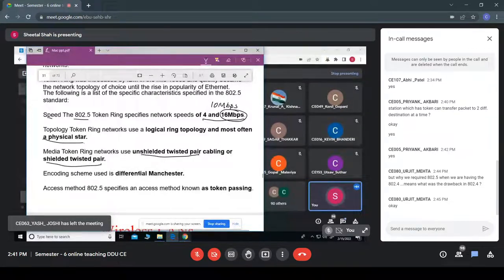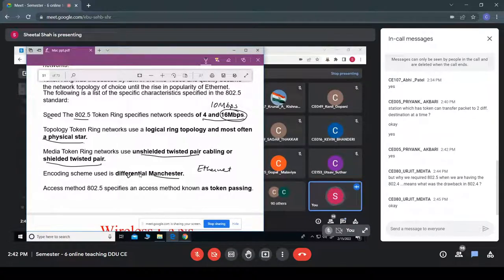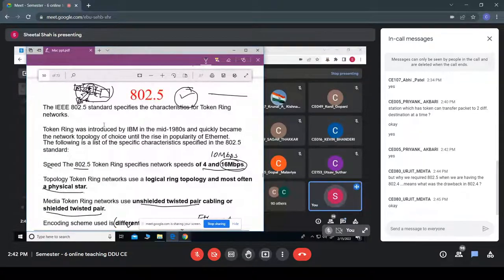Then there is differential Manchester encoding. In the next class, you may learn about the type of encoding which is used in Ethernet. Manchester and differential Manchester encoding, the way the logic 0 or logic 1 is represented, you can learn in the next class. Then the access method is token passing, that's all. So this is about IEEE 802.5.